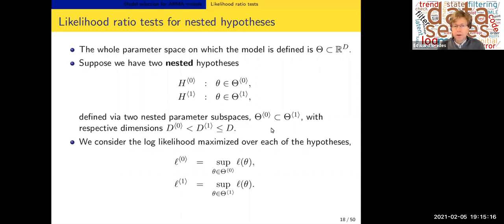Now, when you have a hypothesis, you have a maximum likelihood corresponding to the hypothesis when you constrain theta to be in the appropriate parameter space. So in the context of ARMA models, d would be the largest ARMA model you're thinking of. So if you have ARMA(p,q), then d would be p plus q plus 1 for the noise parameter sigma squared. And then as you start considering submodels that have p and q smaller, then d would be correspondingly smaller.